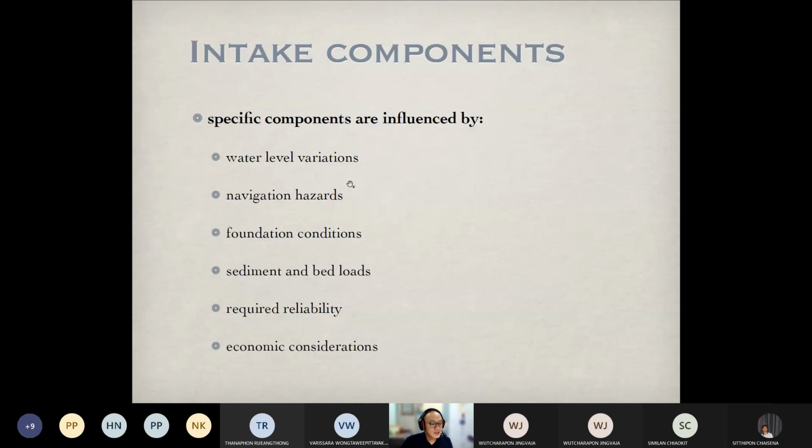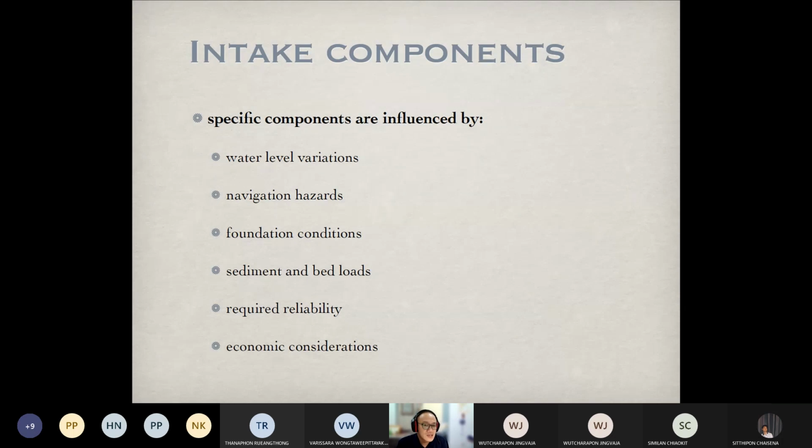Water variations, especially in some rivers in the northern regions of our country, there is quite a wide variation in terms of water levels. During the dry seasons, the water level will be very low, but during the wet seasons, the water level will be very high. So the intake port should accommodate such wide height variations. Navigation hazards are foundation conditions.